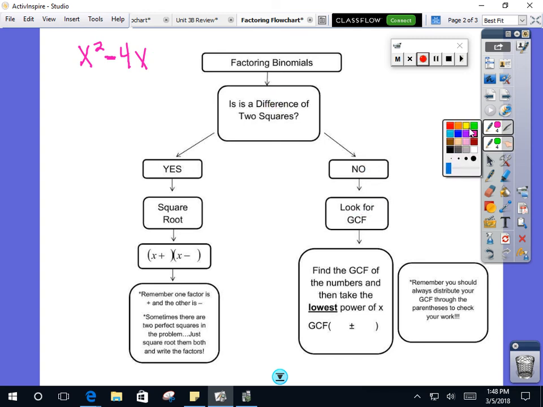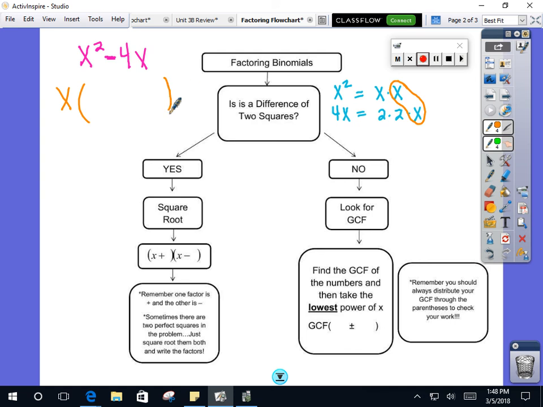And how do we do that? You have to list out their factors, which is an x times an x, and then a 2 times a 2 times an x. So what do they have in common? Just an x. That x that they have in common is their GCF. So you pull it on the outside. And then what remains goes back inside, including the sign that was already there.